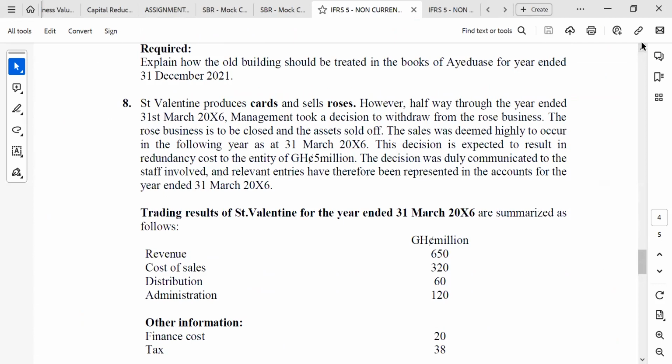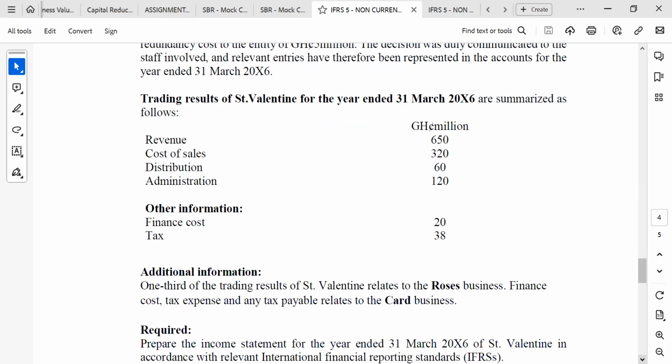Question 8. Auntie Bernice, are you there? Auntie Bernice is not here. Auntie Mamiezi, can you help us with the reading? Or if someone can help us so that we finish it fast. This is the last one. Let's finish this one and move on.